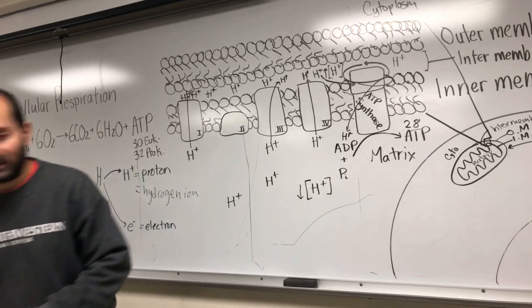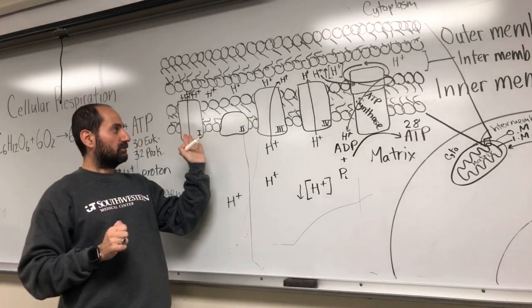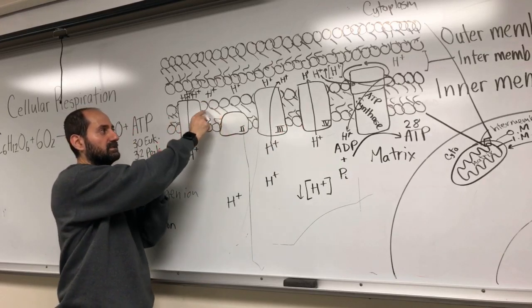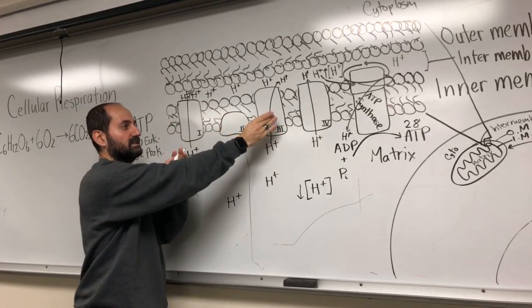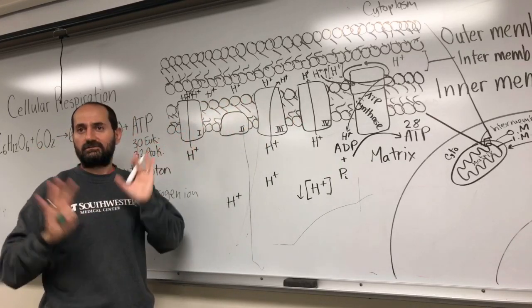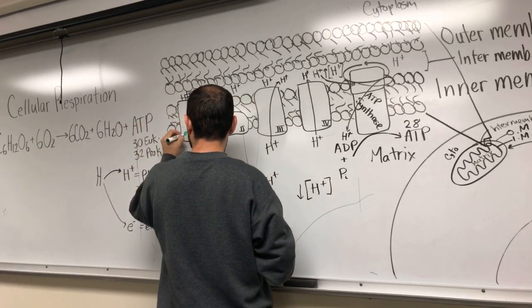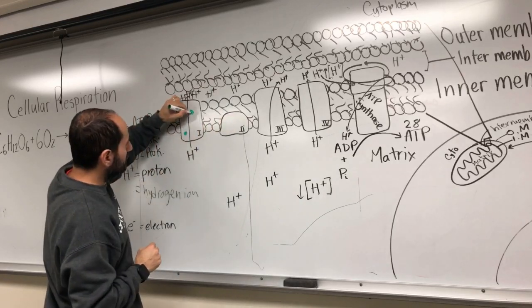Here's how it works. These complexes, 1, 2, 3, and 4, and there's other stuff in here which I'm not going to mention. There's something between 1 and 2, there's something between 3 and 4. I'm not going to mention those. Just ignore those for now. I'm going to draw some green dots, okay? I'm just drawing these green dots in here.